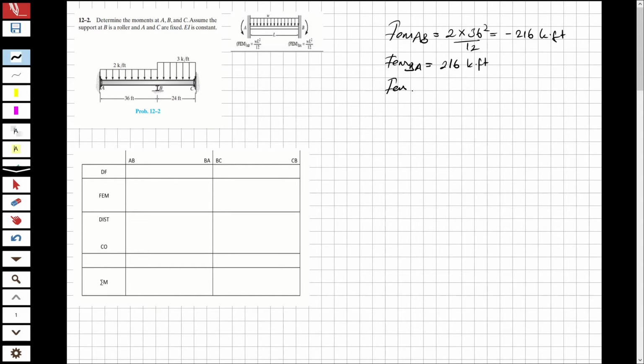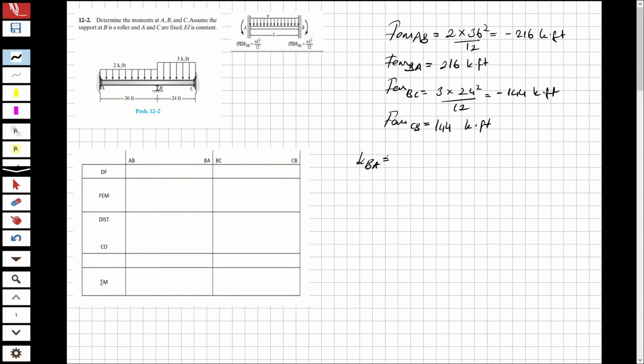And fixed end moment from B to C is 3 multiplied with 24 square over 12, and will be equal to minus 144. And fixed end moment C to B will be the positive of this value. So now I have my fixed end moments. So let's find the stiffness factors.